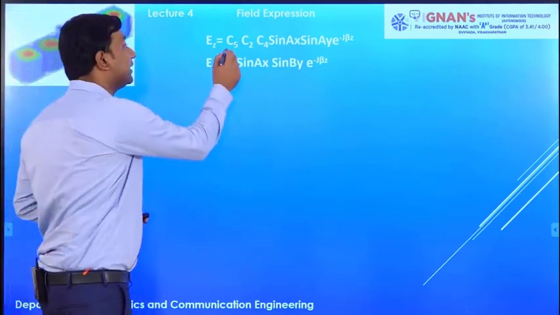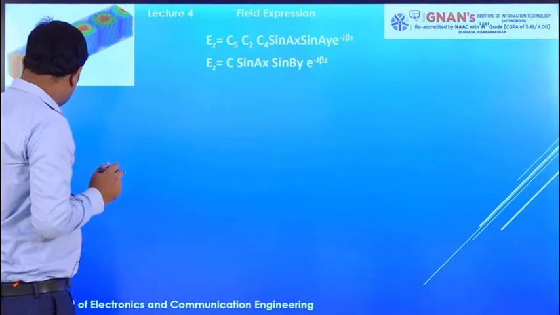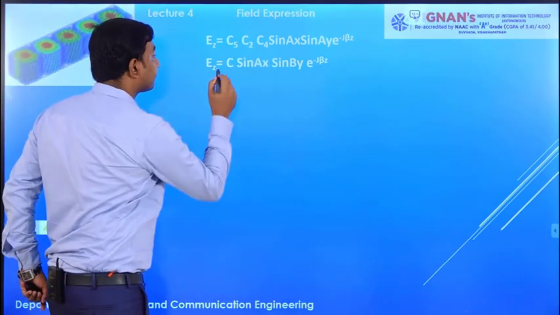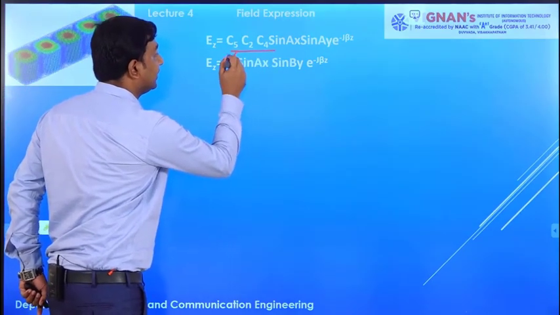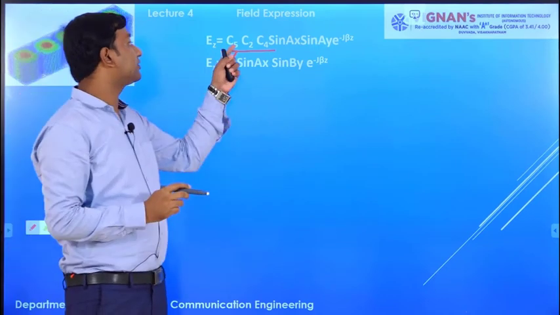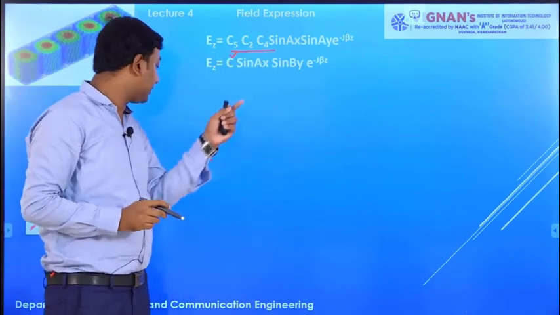Now we are considering that the whole constant is C. So C is the constant for C5, C2 and C4, that is the variation.